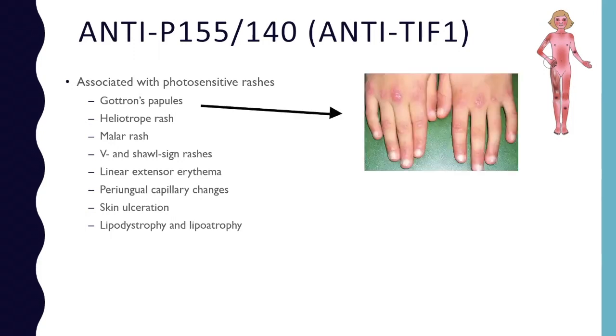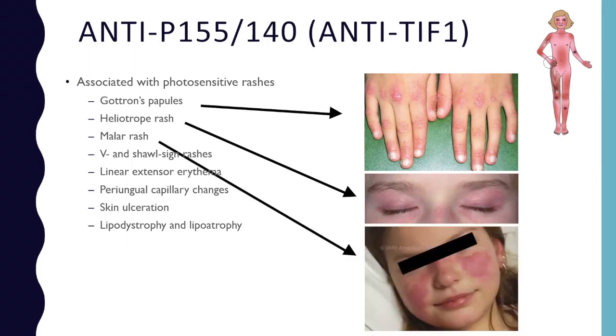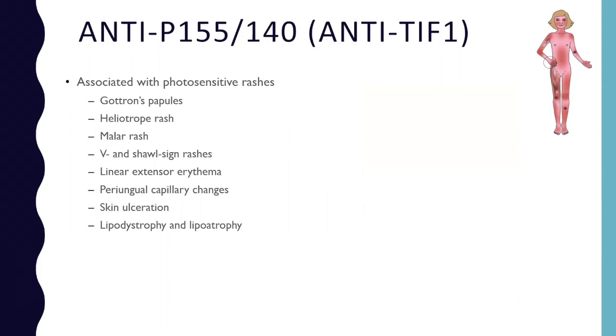So they can have the classic Gottron's papules, like you can see here in the picture, the rash on the knuckles and overlying the hands that is red and you can feel it. Or the heliotrope rash, and this is the violaceous discoloration over the eyelids with maybe some dilated blood vessels that you can see here. A malar rash or a butterfly rash is also common in this group that you can see here on this patient.